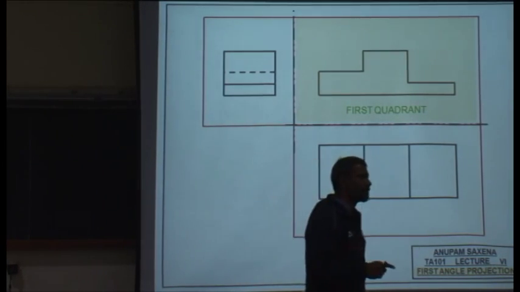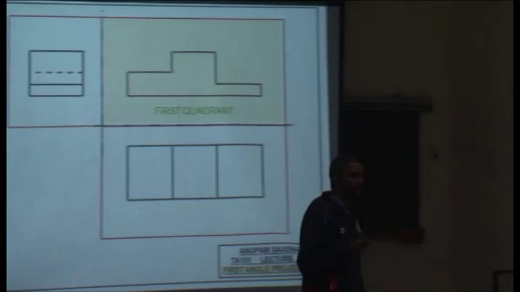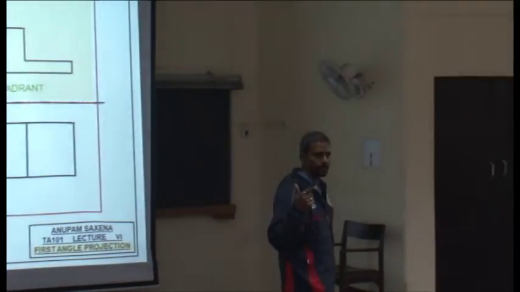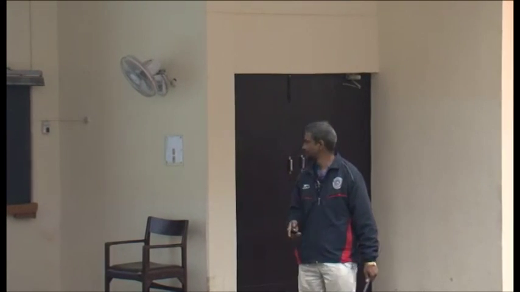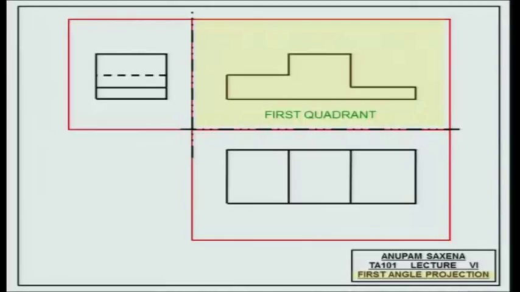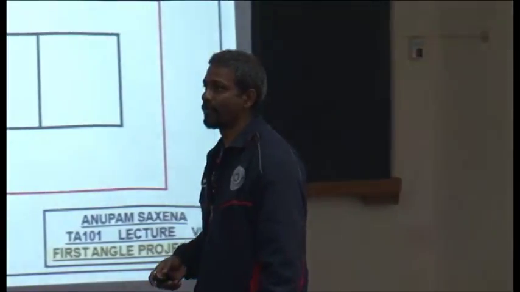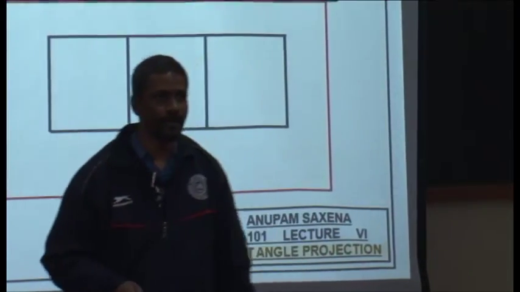Okay, so remember that you're working with three views: frontal, top, and right side view. Right side view, not the left, right side view. And then I said that, in this case, if your frontal view happens to be in the first quadrant, then this is the first angle projection.